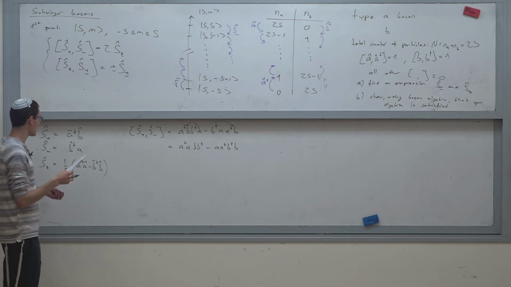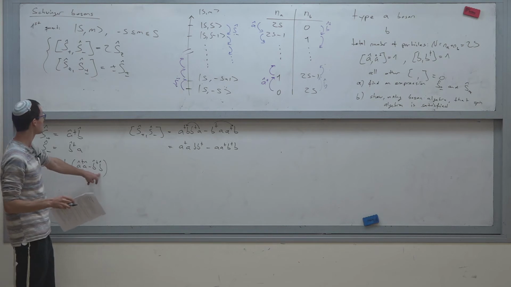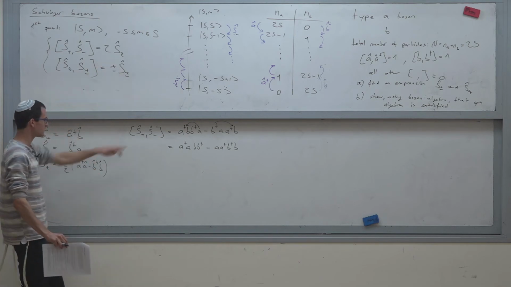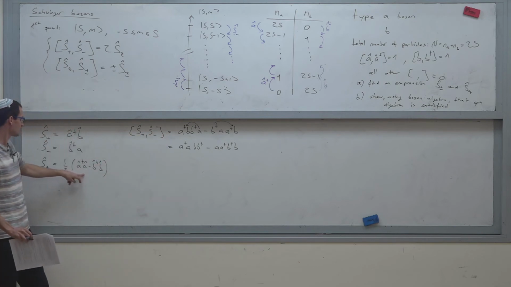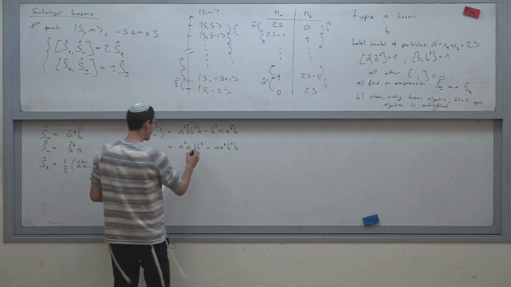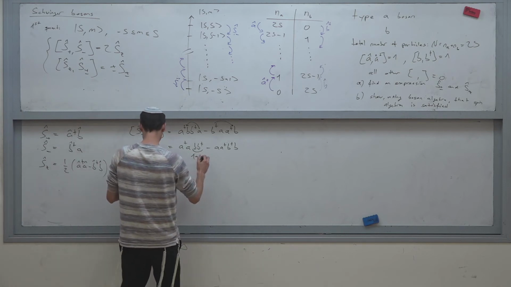So remember what I'm going for. I'm trying to make this look like A dagger A minus B dagger B, because I'm supposed to be equal to Z. I'm trying to make this look like this. So I'm already getting closer. Now I can switch this B, B dagger using the commutation relation. This is equal to 1 plus B dagger B.